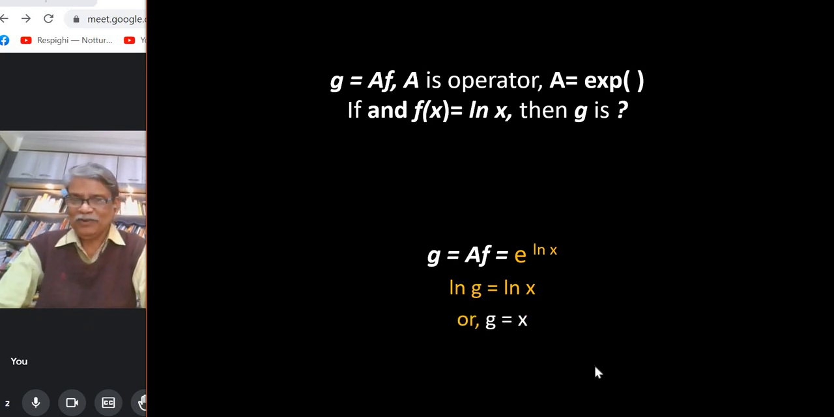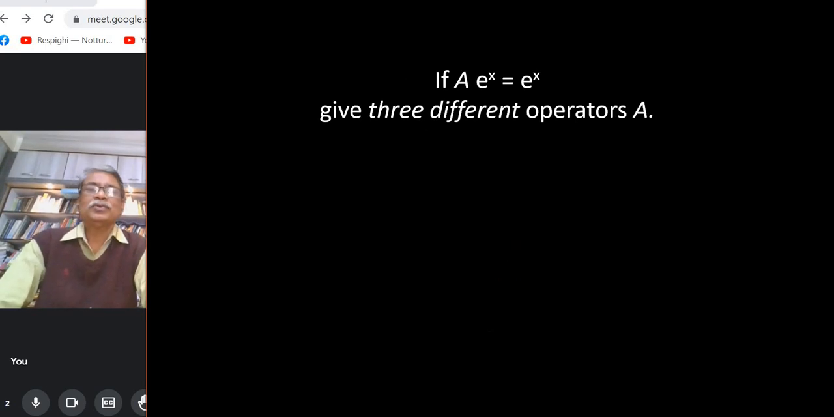Okay, interesting. Next question: if A e to the power x is e to the power x, of course A is an operator, then give three different operator forms of A.